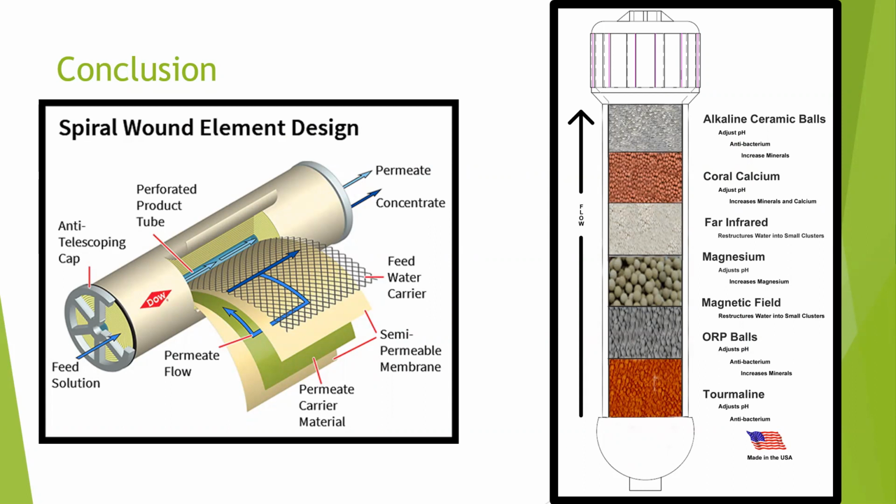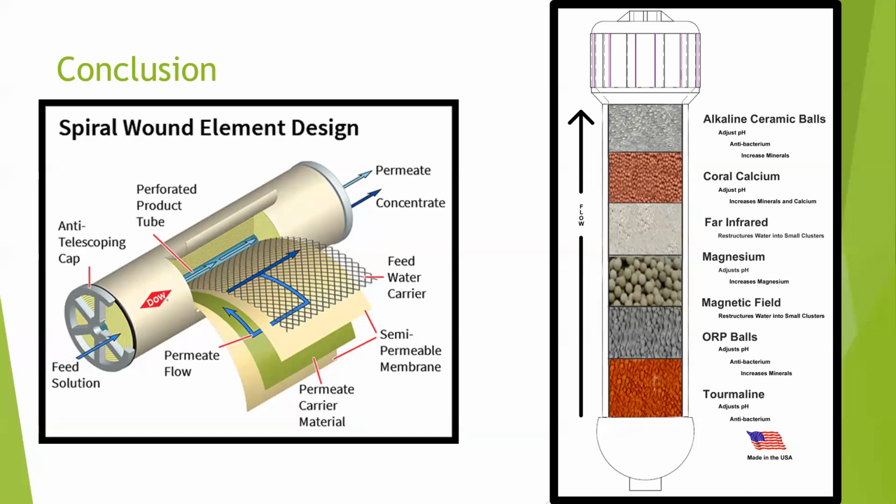I have taken these diagrams from commercially available material. One is from Dow Chemical Company and the other one is from a USA-based company. Coming back to the spiral wound element design, from one end of the chamber the feed solution enters, and from the other end it leaves the chamber along with the concentrate, in two different, separate outlets.